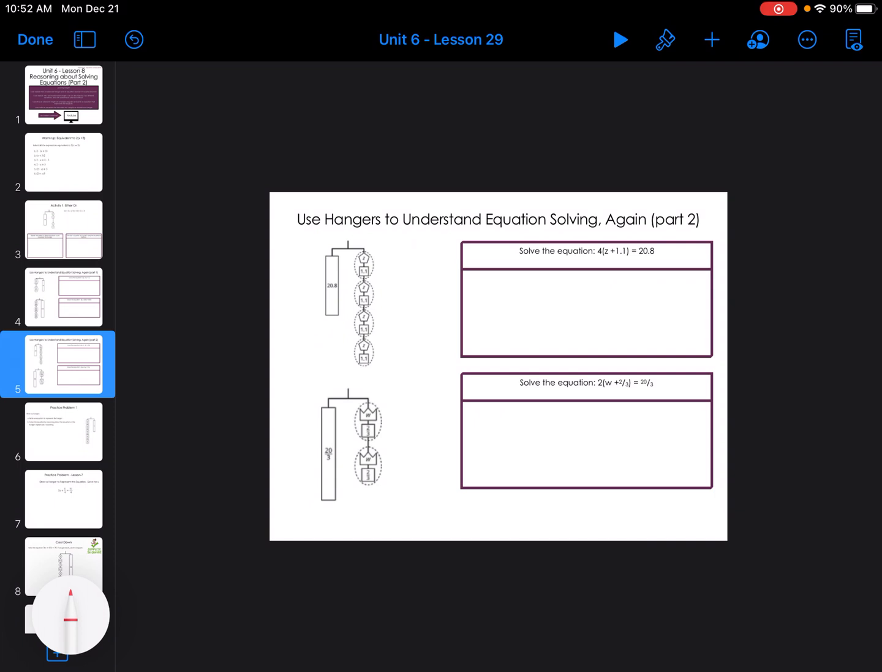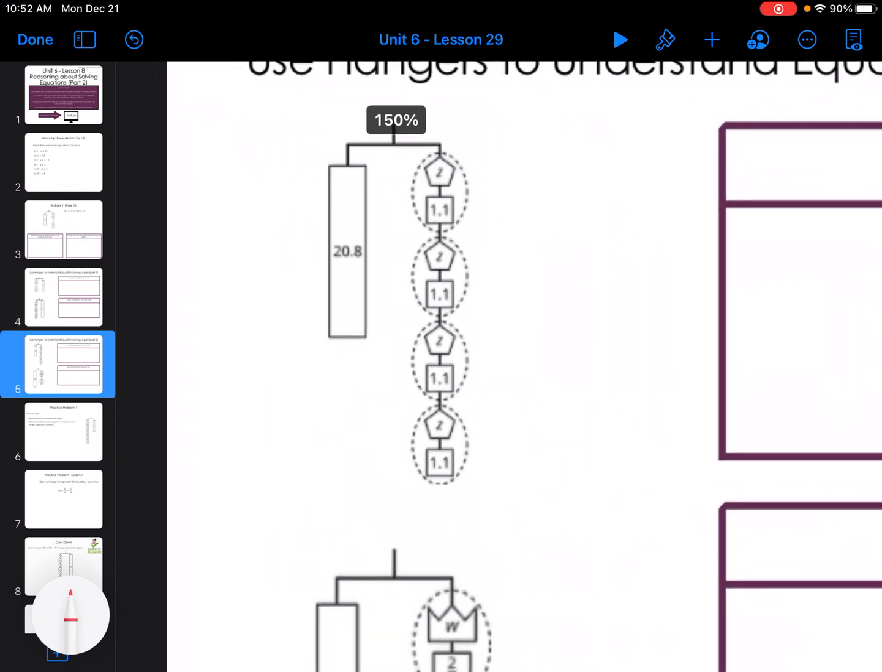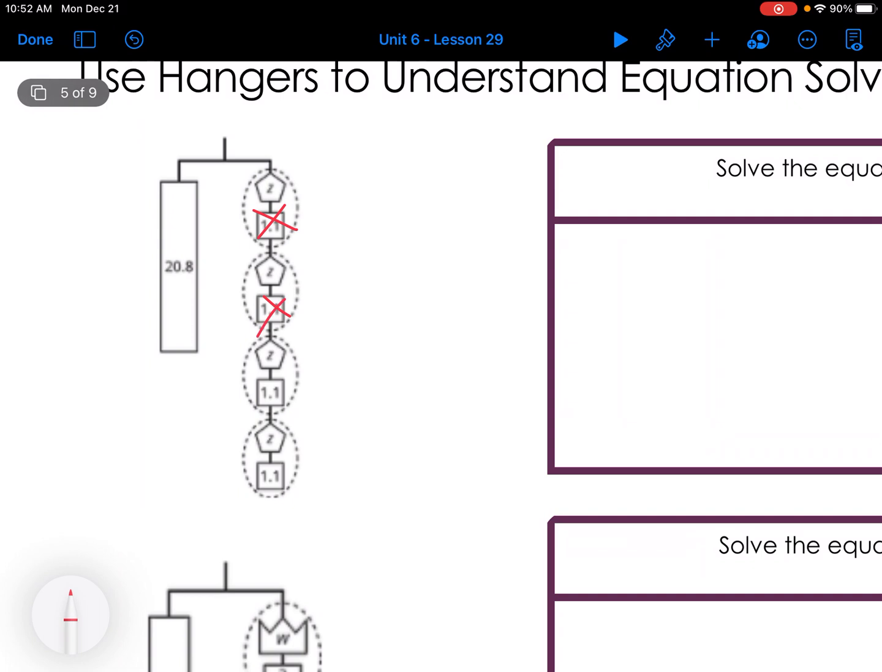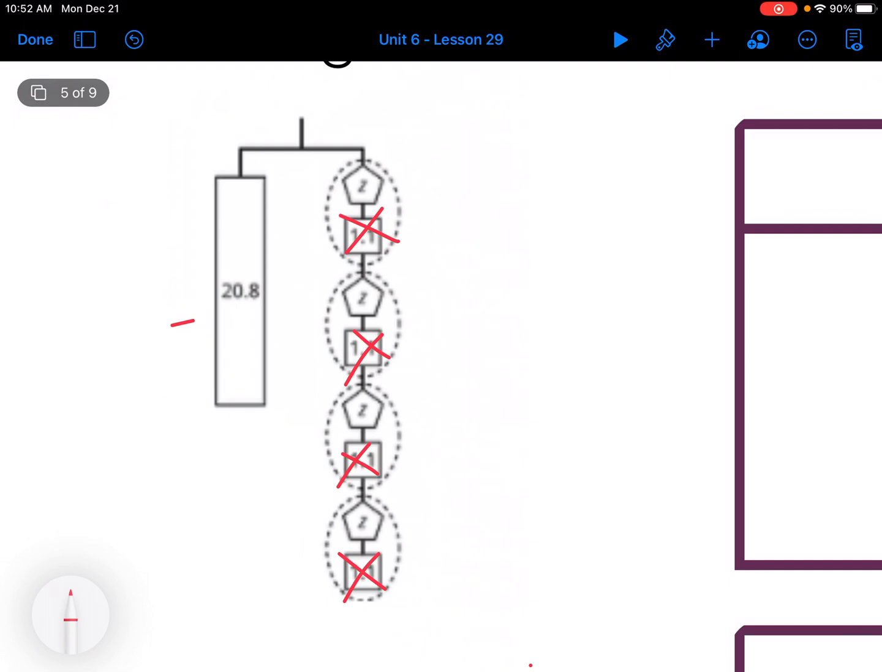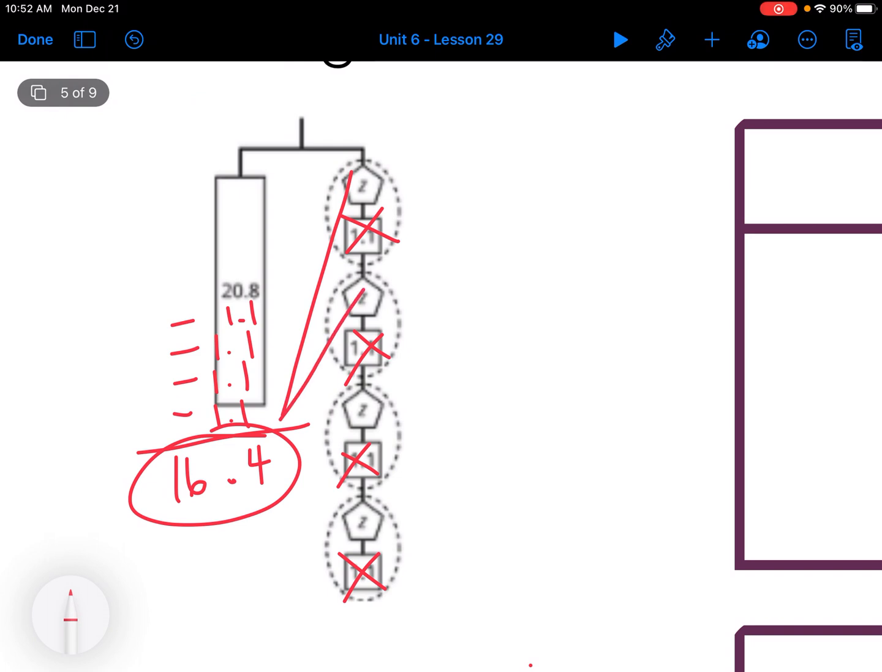All right, the next one, it says I still have to solve it out. So that's 1, 2, 3, 4. So I'm going to subtract 1.1 4 times. So that leaves me with 7,654. And then 19, 18, 17, 16. So I have 16.4. And I'm splitting that into 1, 2, 3, 4 groups. So that gives me 4.1 in each group.